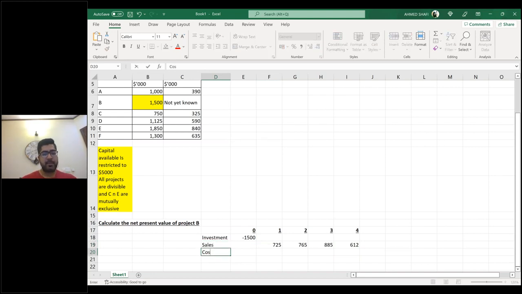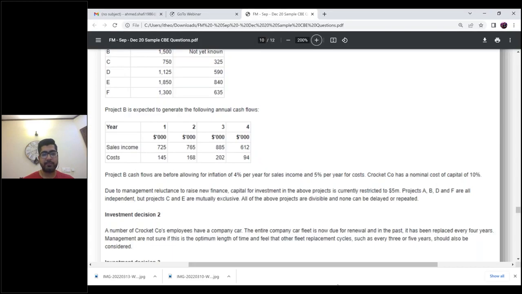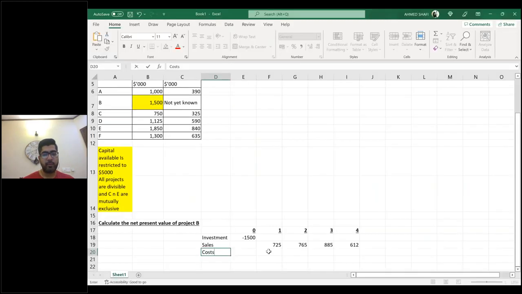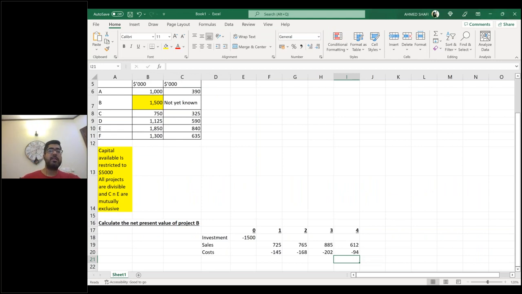And then Project B is incurring some costs. Cost is an outflow. So the costs in years 1, 2, 3, 4 are 145, 168, 202, and 94. These are outflows, negative 145, negative 168, negative 202, and negative 94. If there are any further cash inflows and outflows, you must record them. But at the moment, it seems there are no further cash inflows and outflows. Investments are recorded and NPV has to be computed.